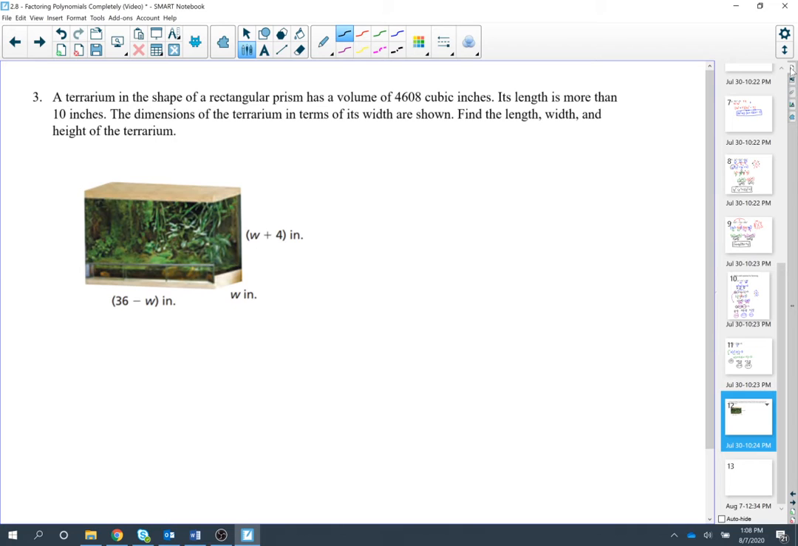Okay, so rectangular prism means box. Volume. Do we remember how to find the volume of a box? Length times width times height. Okay, if you forgot that, memorize it. You're responsible for it. It says its length is more than 10 inches, so whatever we find for the length, it better be more than 10.